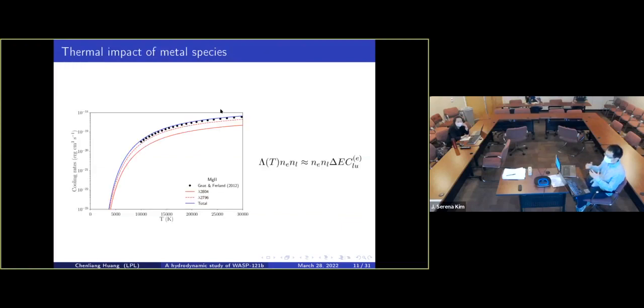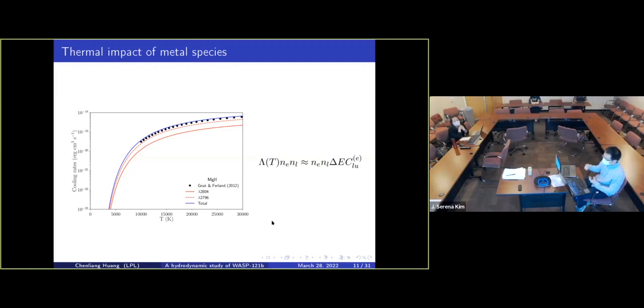Okay, so that's the excited state hydrogen. Then the metal species not only can have a photoelectric heating effect, it can also have a cooling effect. I'll use one example, the magnesium-2. This is most typically the strongest metal cooling feature.